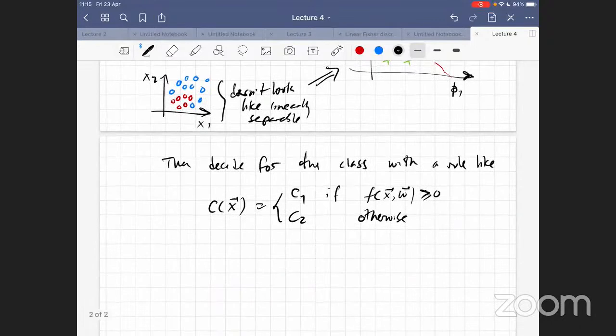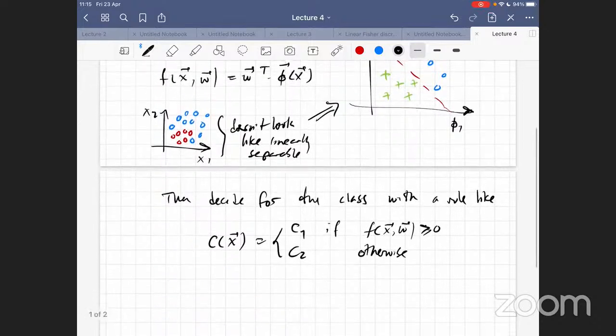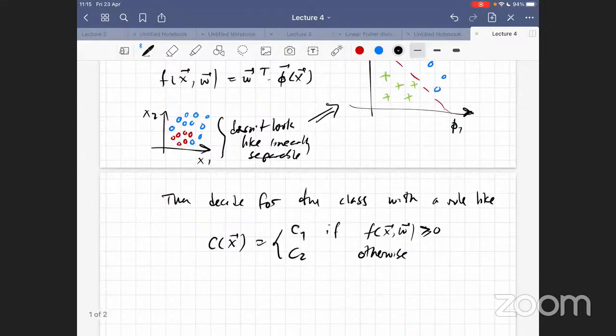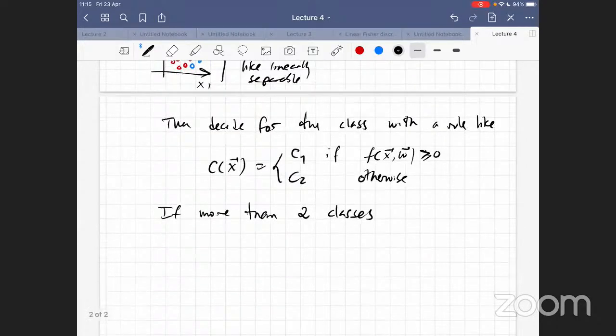Let me follow this path, and first of all, let me say that if you are in a situation where you have more than 2 classes, a less problematic strategy would be to say that for the class K, I have one function for each of the classes K, and of course one set of parameters WK.